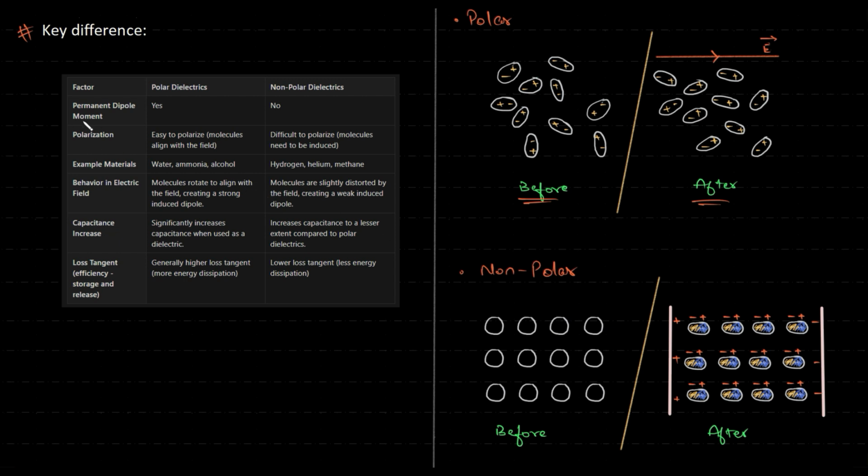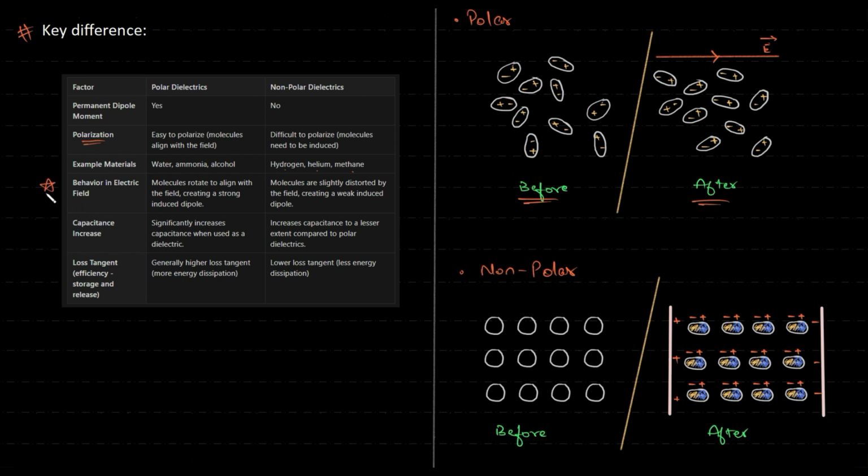And what else? We'll be looking into the table. We have three columns. First is your factor, second is polar dielectric, and third is non-polar dielectric. So when it comes to permanent dipole moment, it is so in polar dielectric, but not so in non-polar dielectric. That's the very definition. When it comes to polarization, the polar dielectric will get easily polarized, while non-polar will not so easily polarize. Examples of polar are water, ammonia, alcohol. Non-polar examples are hydrogen, helium, and methane.